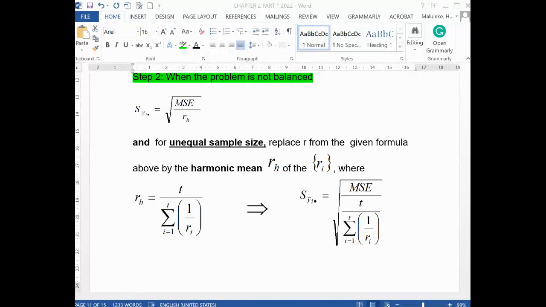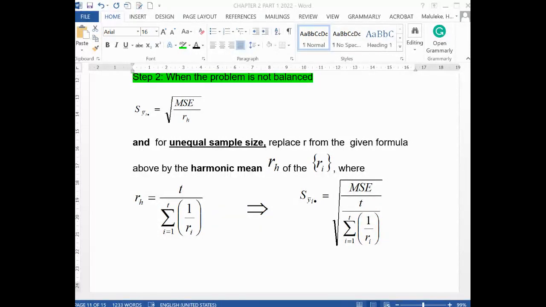The what? The standard error, S Y subscript Y I period. You are referring to what, Mr. Manyama? The error which you are going to use, when we take the square root of the MSE over the replication. Yes, that is correct. That one is the same because the problem is balanced. You have to find only one standard error.